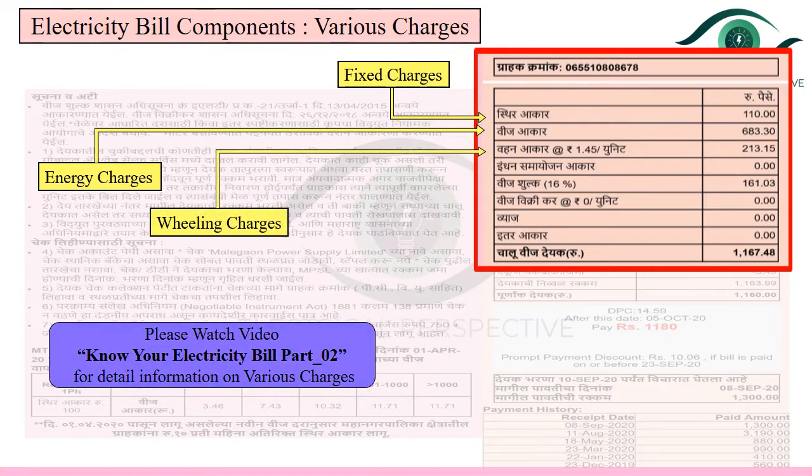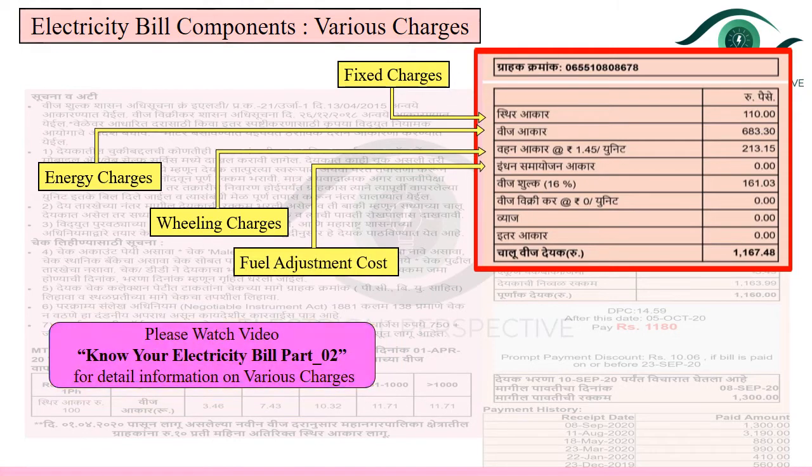Then next is the Vahan Akar, that is the wheeling charges. These charges are associated with the wheeling of electricity, or you can say the transmission of electricity from the generating point to the load point where the actual utilization of electricity takes place. Here it is mentioned, it is 1.45 rupees per unit. Please note that all the charges that are applicable for your tariff category are always mentioned on the back side of your electricity bill. Then the next one is the Indhan Samayojan Akar, which means the fuel adjustment cost.